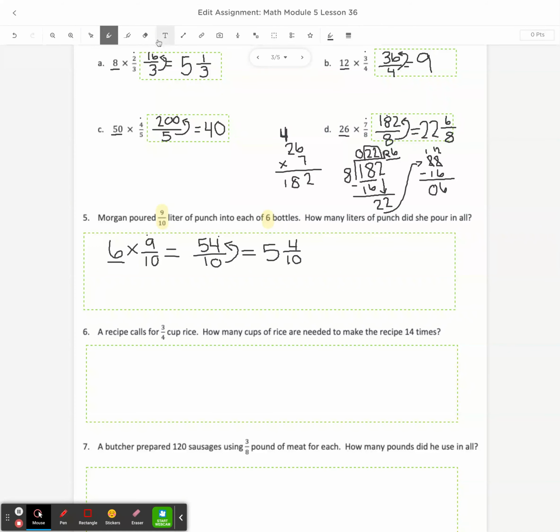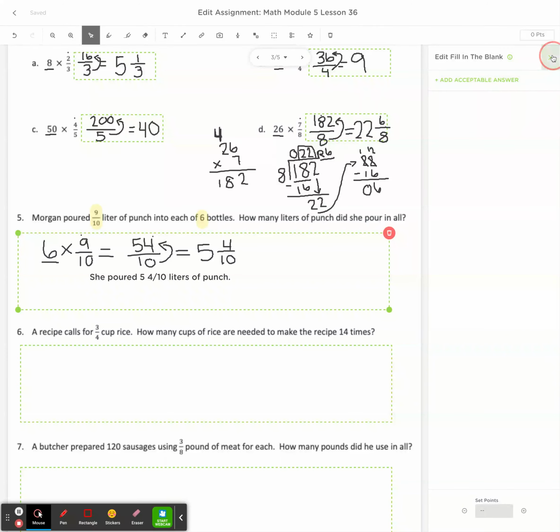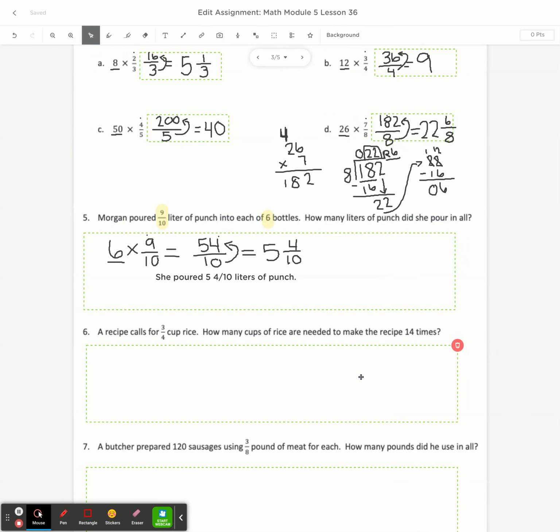So now I'm going to go ahead and add a text box. You guys won't have to, you guys will just be able to type this. And I'm going to say, it would help if my font was black or a color that you could actually see. And I'm going to say, she poured 5 4/10 liters of punch. And again, you guys can just write that in your answer box, but since I'm on the teacher side of things, I can't, which is why I added a text box.